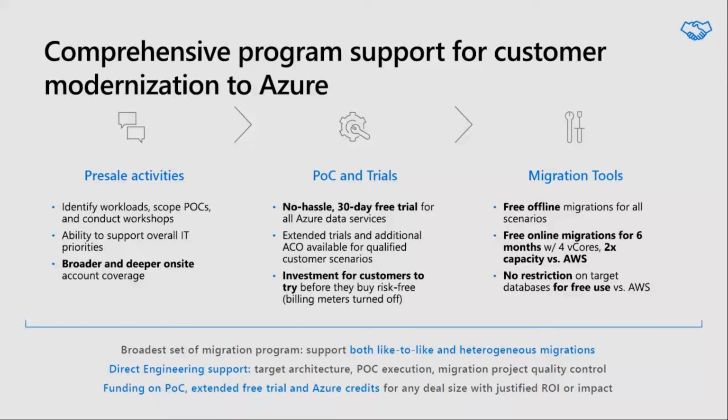Migration tools, as we have already talked about, are offline and online, and both are free. Online is only free for the first 6 months with a 4-week course. No such free online migration is supported on AWS. So a broader set of migration programs supports both like-to-like and heterogeneous migrations: direct engineering support, target architecture, POC execution, migration project quality control, funding on POC, extended free trial and Azure credits for any deal size with justified ROI or impact.